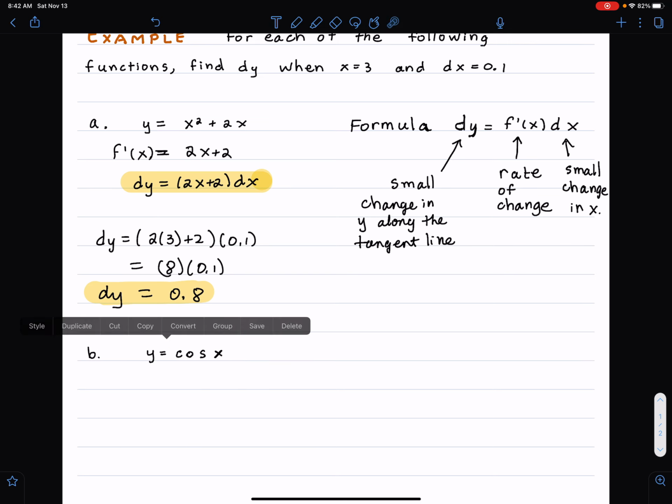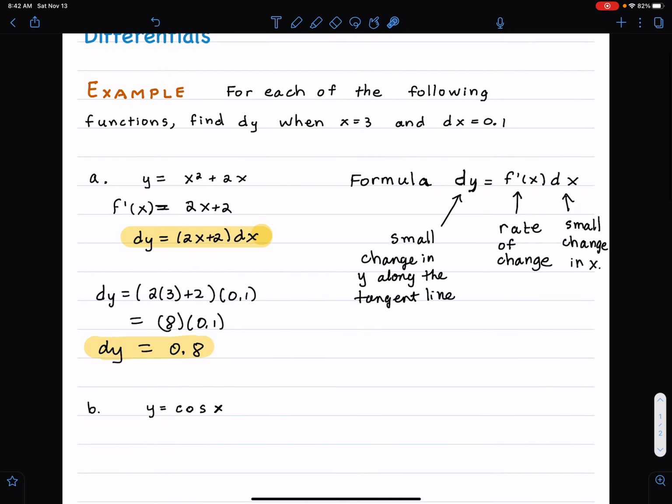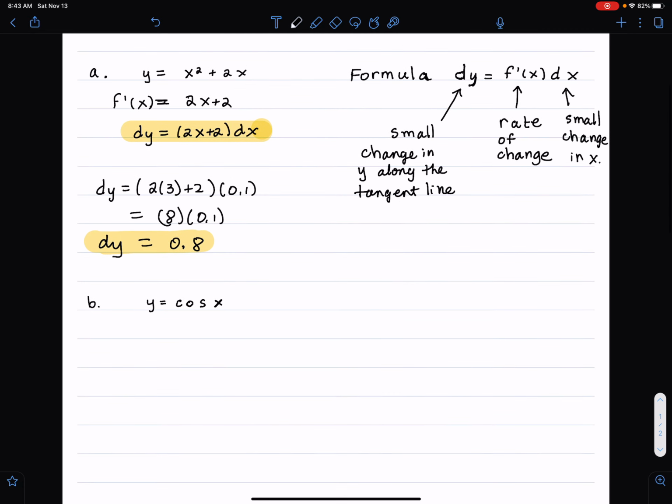So what it's saying is that at x equals 3, if we change x by 0.1, so that means from 3 to 3.1, y changes about 0.8. It's an approximation. It's the rate of change times the change of x. The rate of change is approximated to be constant when we put in x equals 3. Okay, let's go ahead and just do this one here.